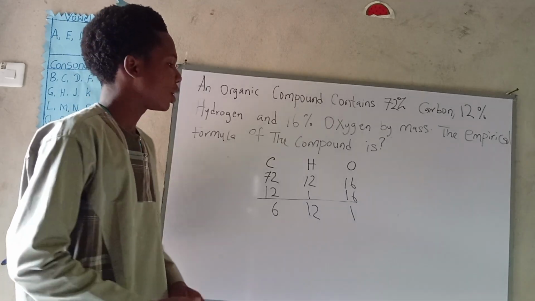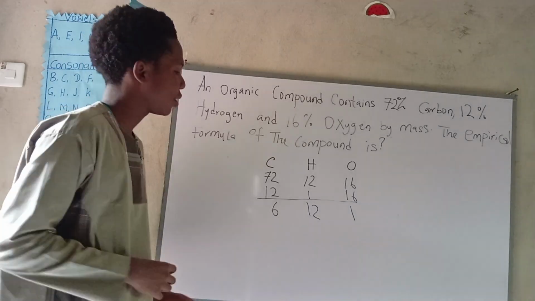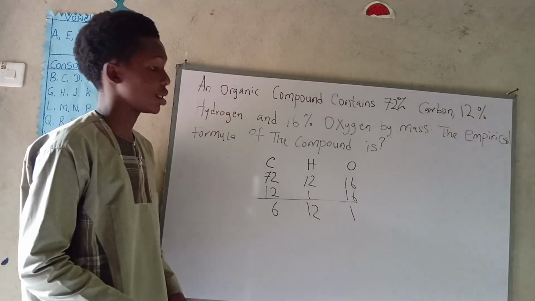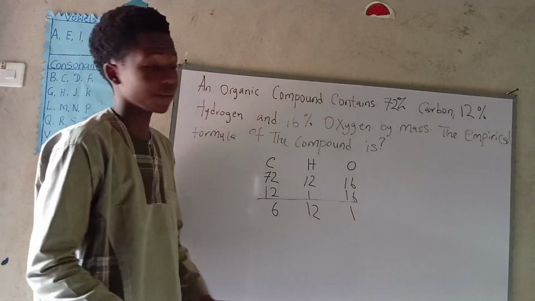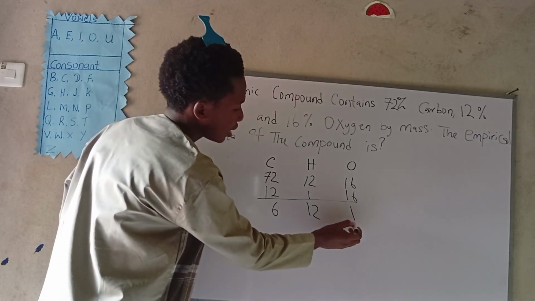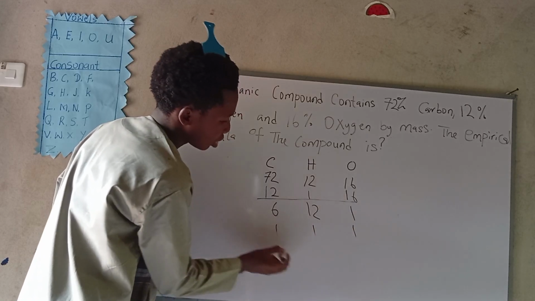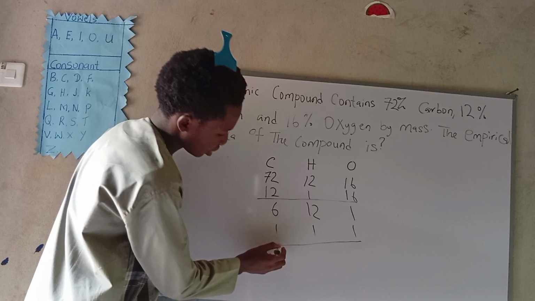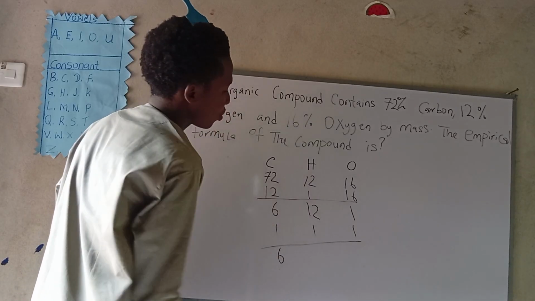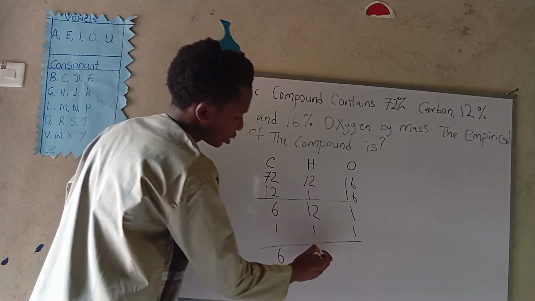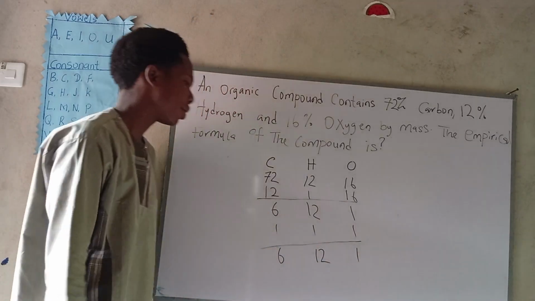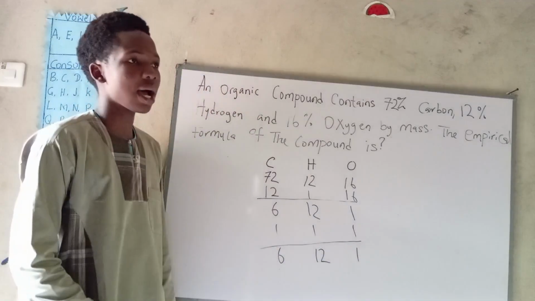Now we have to pick the smallest. From these three digits we've gotten here, which one is the smallest? 1, of course, is the smallest. So now we divide each and every one of them by 1. Now, what do we get? 6 divided by 1 is 6. 12 divided by 1 is also 12. And 1 divided by 1 is 1. So now we have gotten our answer.